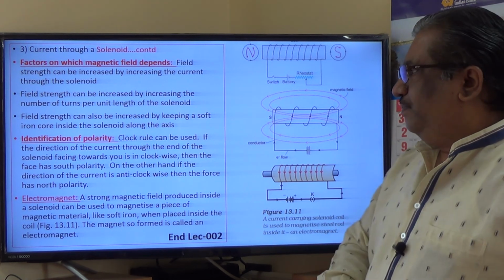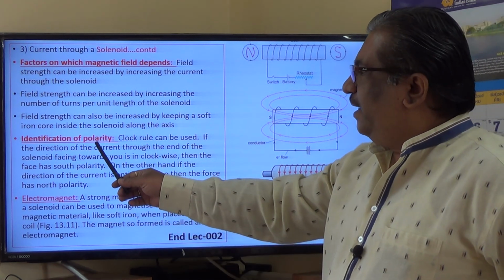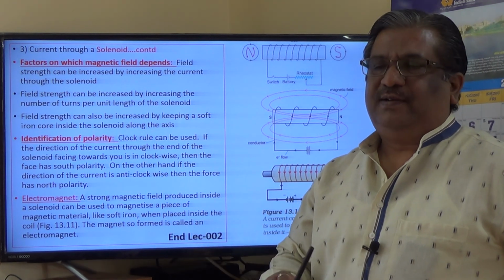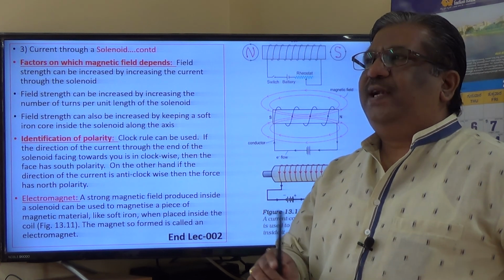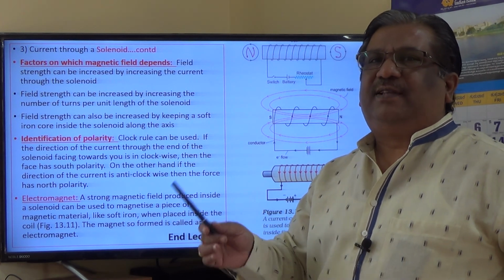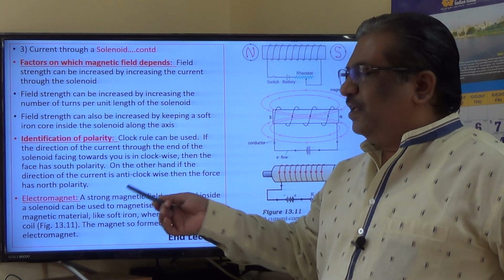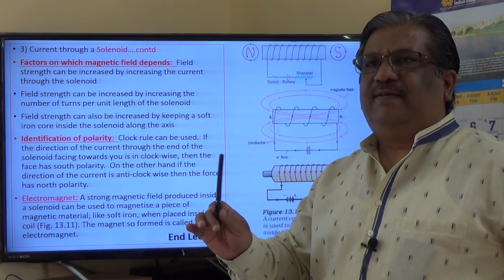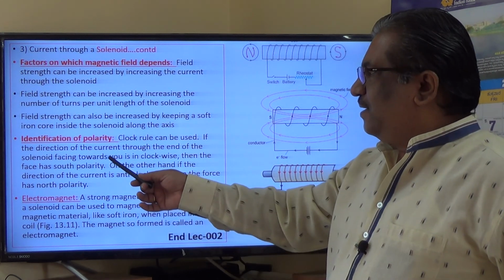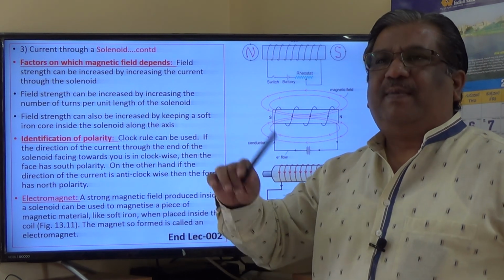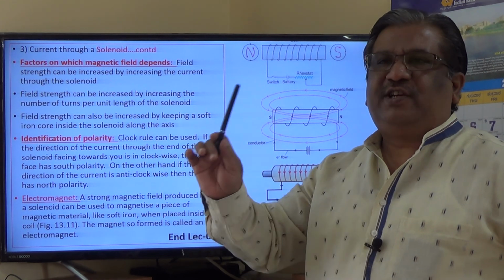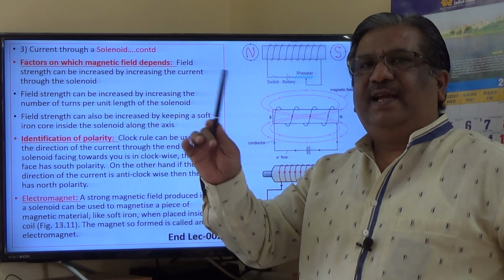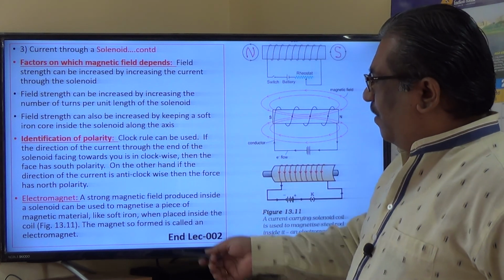One small note here: for identification of the polarity we can make use of the thumb rule, but it is very easy for you to get confused with the thumb rule which we use in the case of the solenoid. It is a reverse process, hence I am not discussing it. If your teachers have discussed it, it is fine. I am not going to discuss identification of the polarity of the solenoid by means of the thumb rule. The thumb rule will be restricted to identifying the direction of the magnetic field lines in a straight conductor. Okay, so make a note of all this.